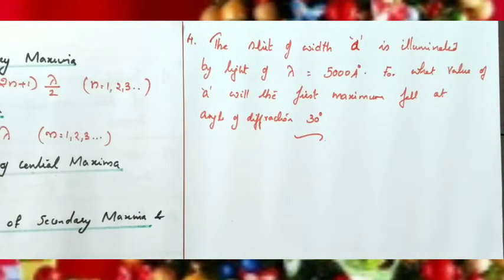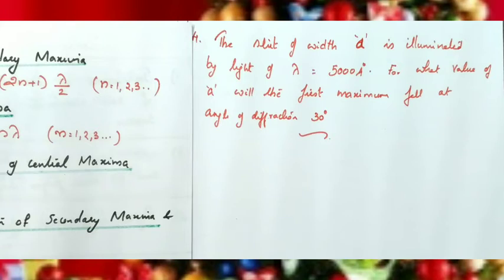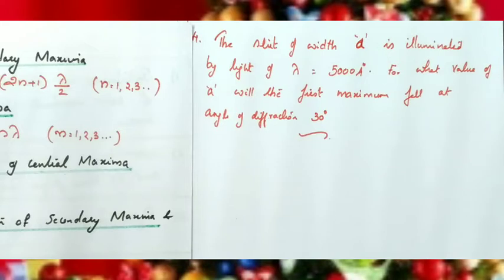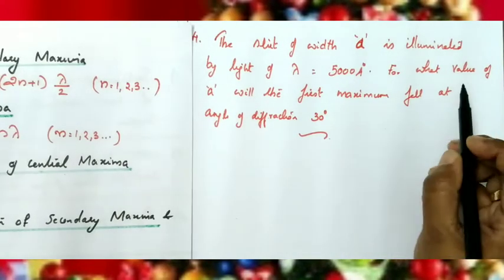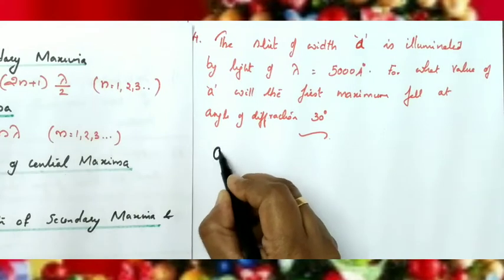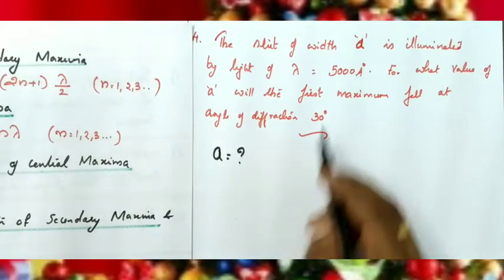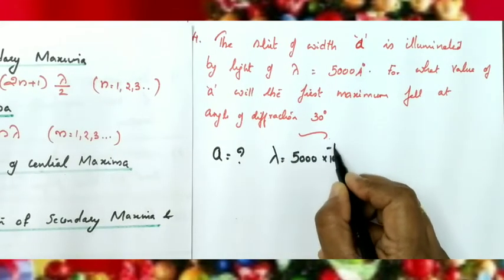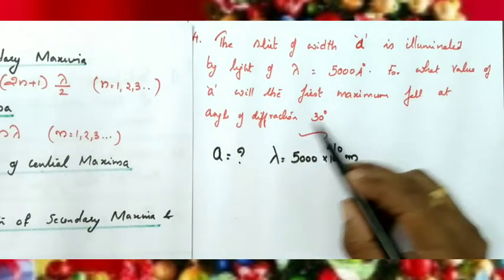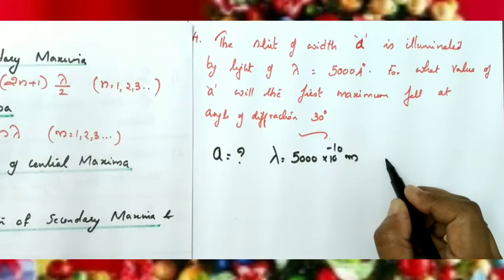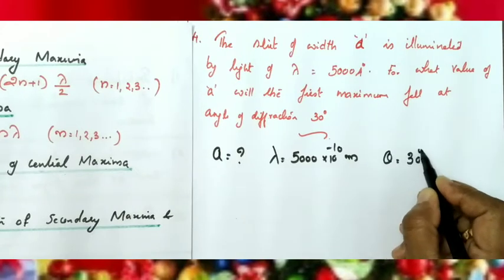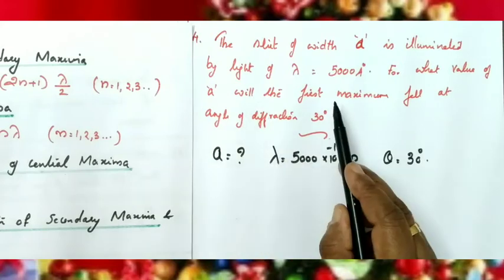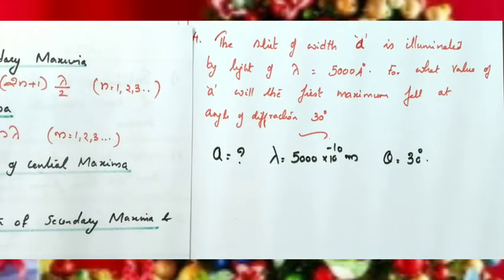Now, next question. The slit of width a is illuminated by light of wavelength 5000 angstrom. For what value of a will the first maximum fall at an angle of diffraction 30 degree? Here a represents the slit width, which is the unknown. Lambda is given, 5000 angstrom, 5000 into 10 raised to minus 10 meter. Now, theta is the angle of diffraction, theta is equal to 30 degree.